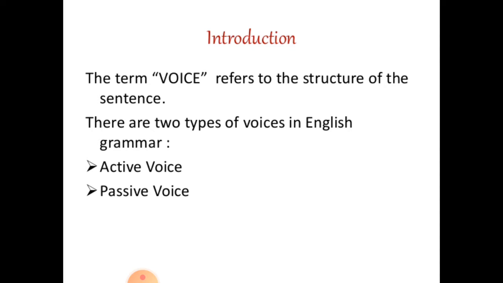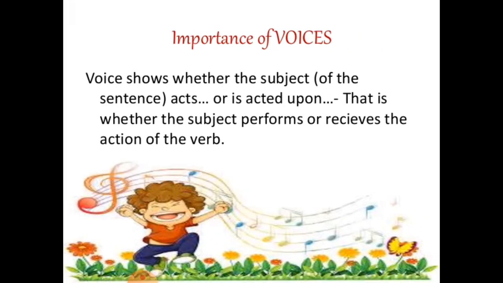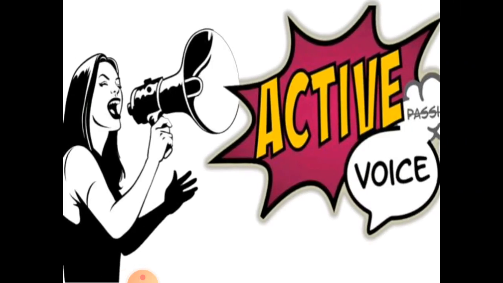The term voice refers to the structure of the sentence. See, there are two types of voices in English grammar, and they are active voice and passive voice. Importance of voice. See, what is the importance of voice? Voice shows whether the subject of the sentence acts or is acted upon, that is, whether the subject performs or receives the action of the verb.